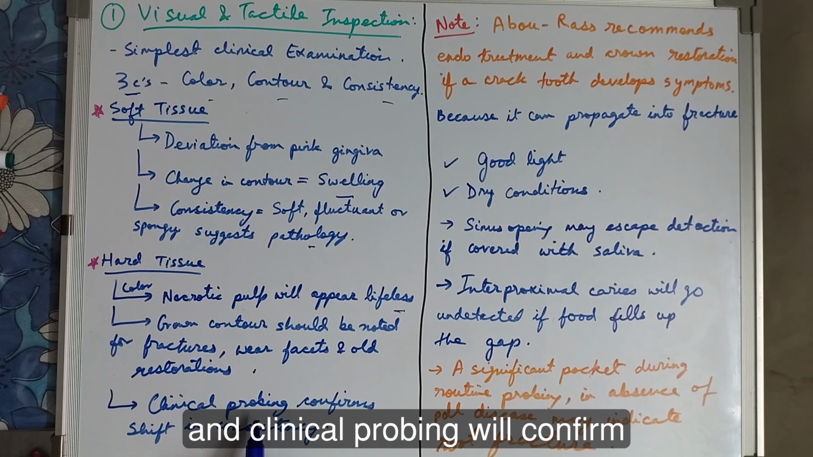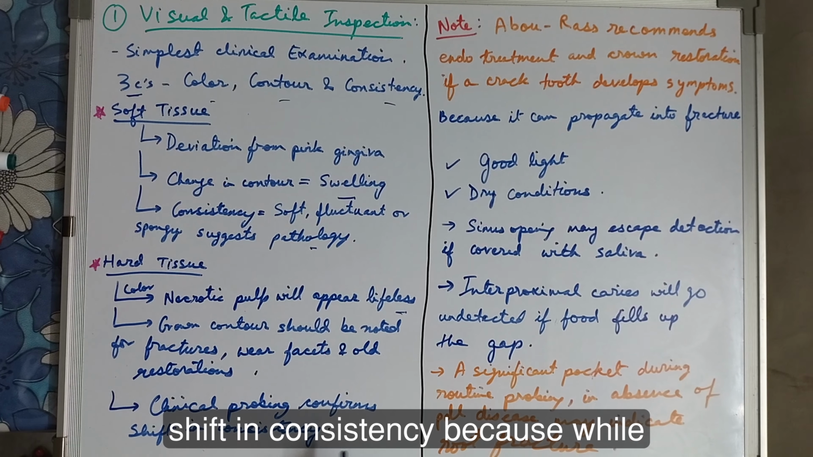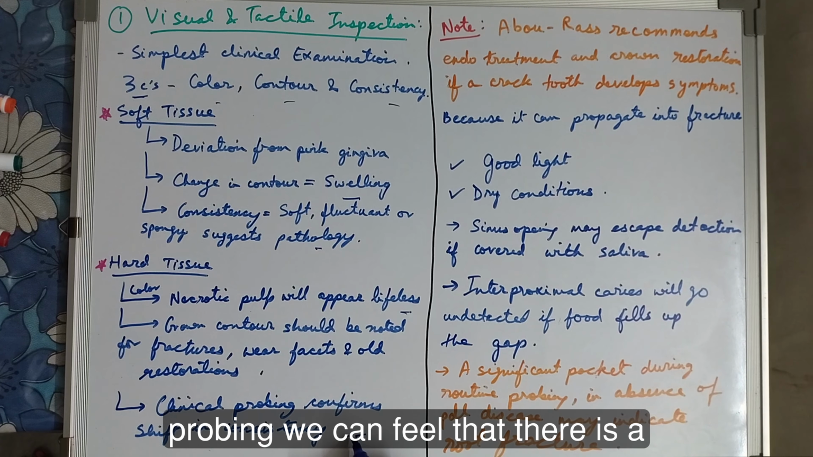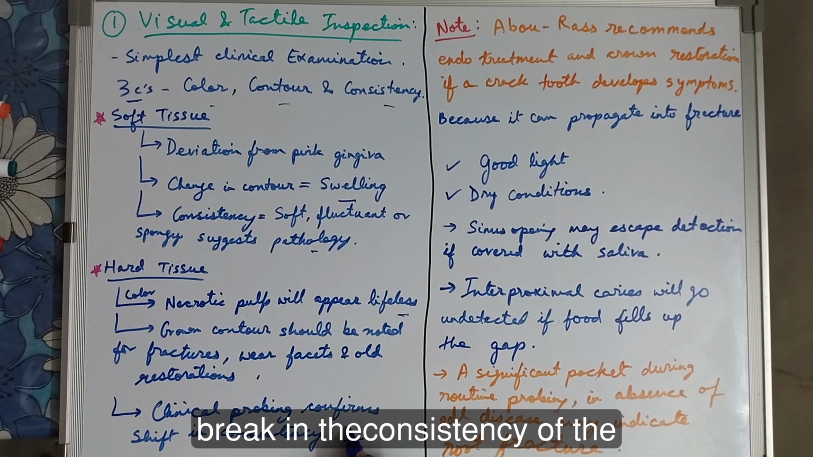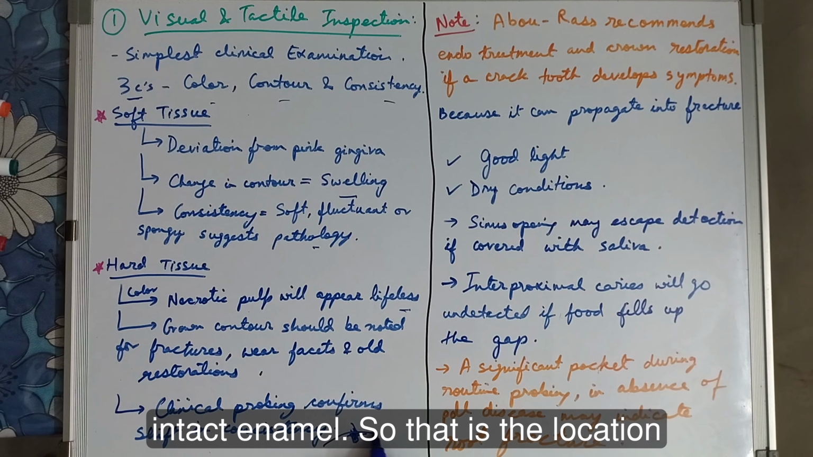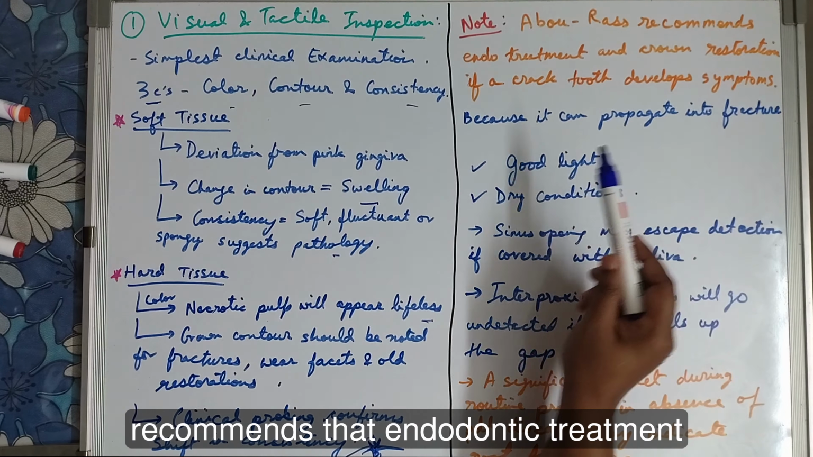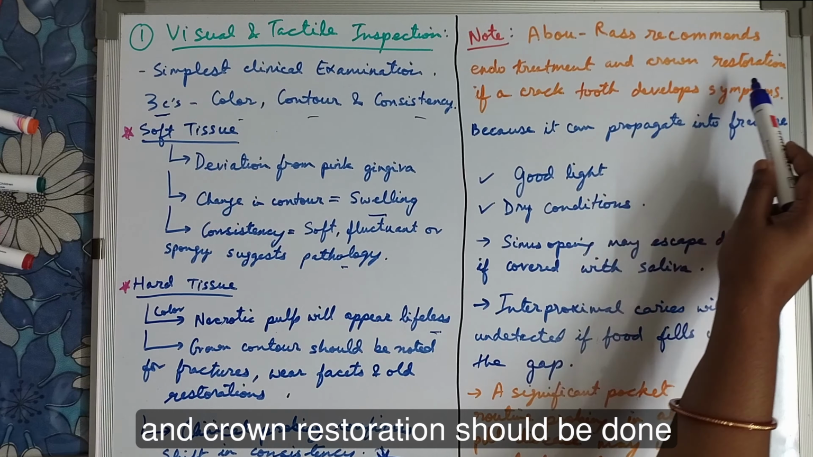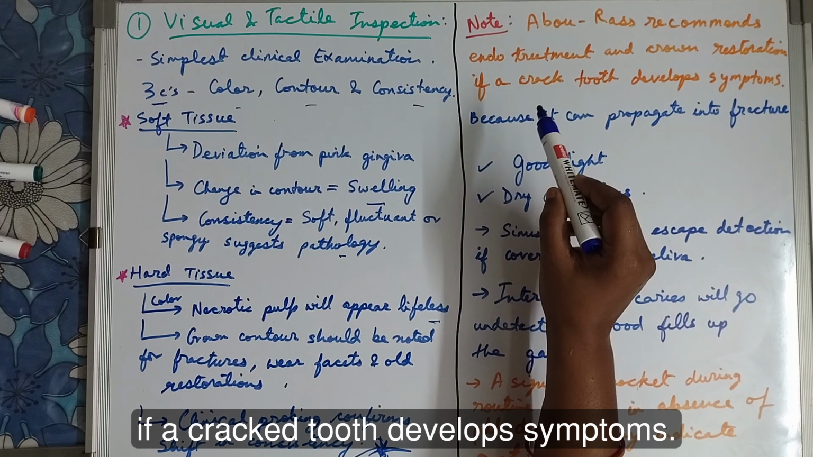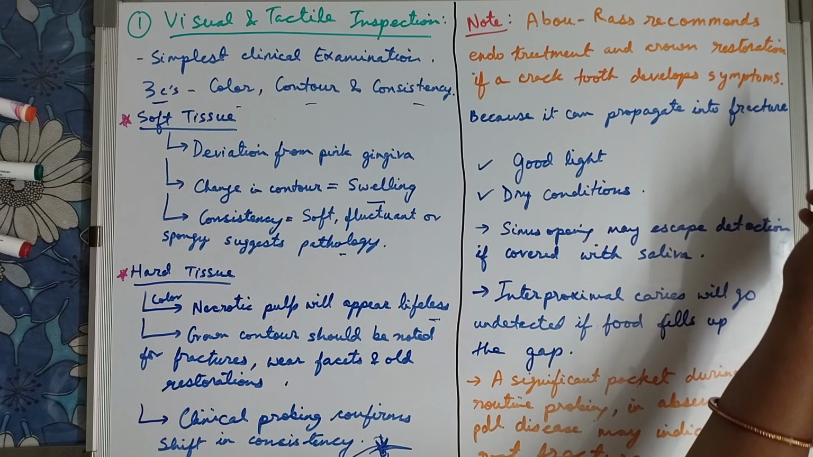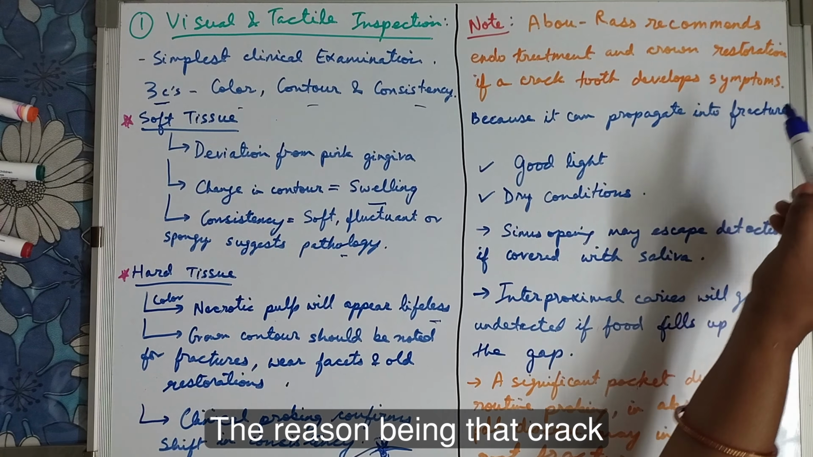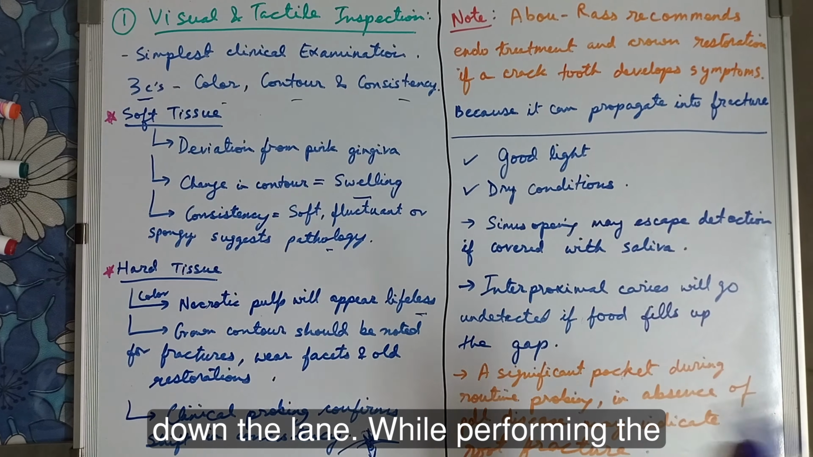And clinical probing will confirm a shift in consistency, because while probing we can feel that there is a break in the consistency of the intact enamel, so that is the location where a dental caries has propagated. It is important to note that Abu Ross recommends that endodontic treatment and crown restoration should be done if a cracked tooth develops symptoms. The reason being that a crack can always propagate into a fracture down the line.